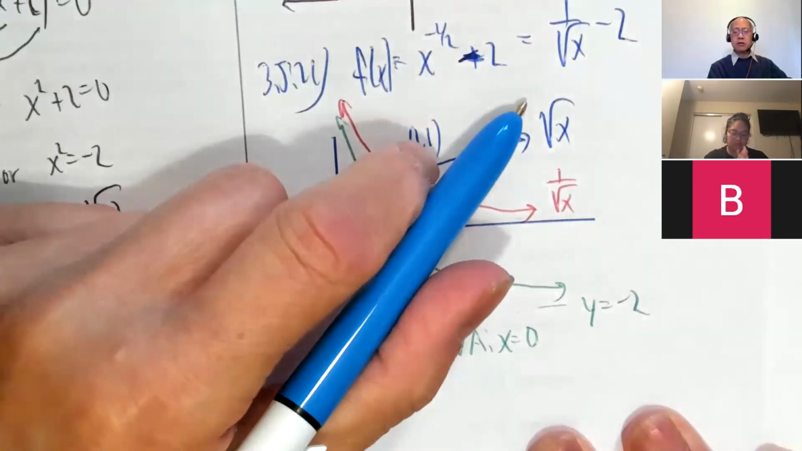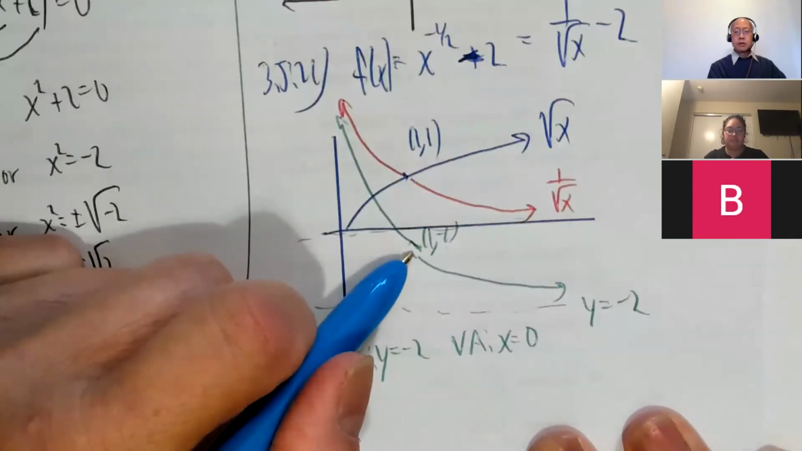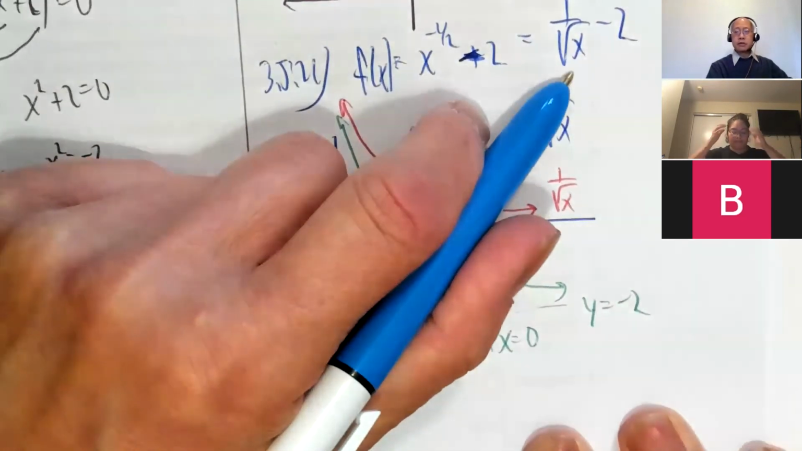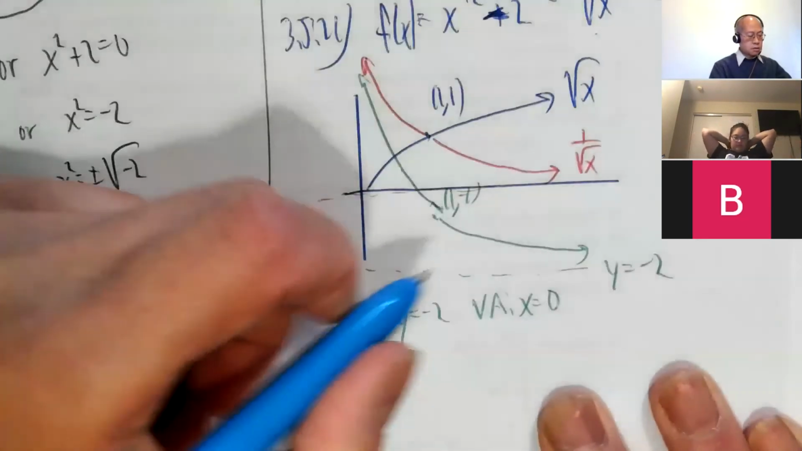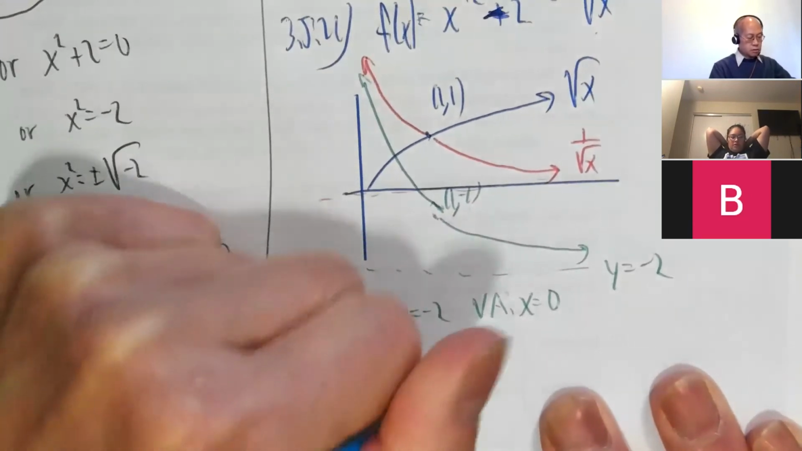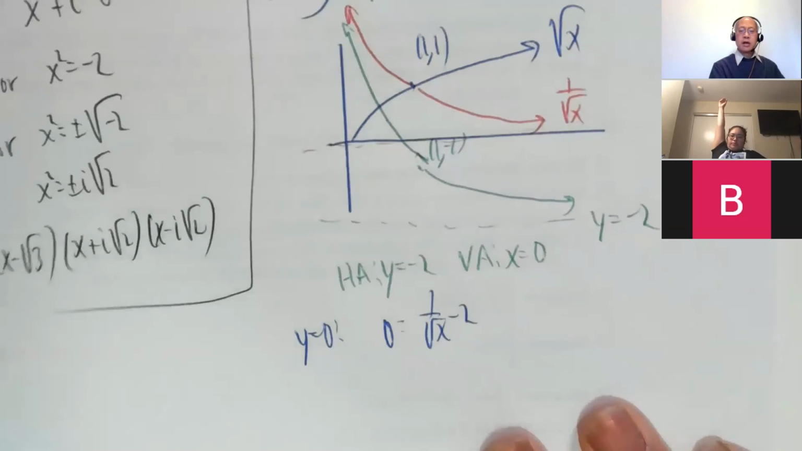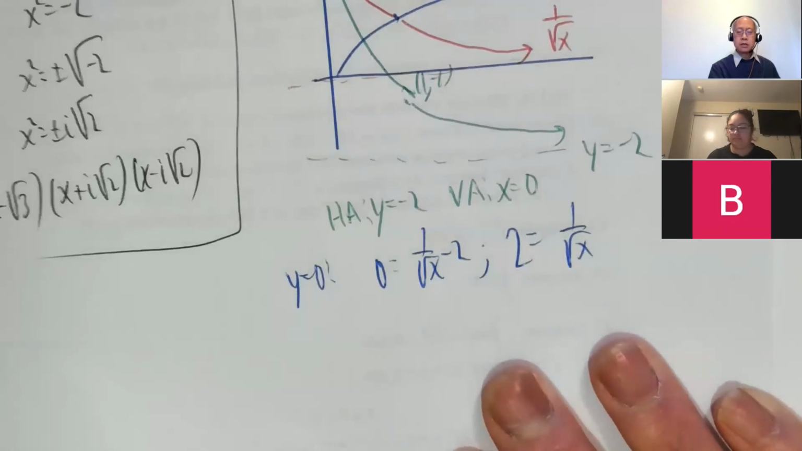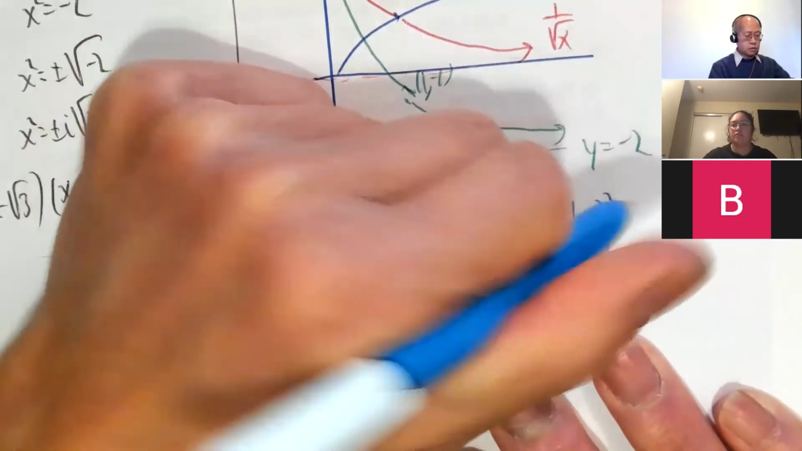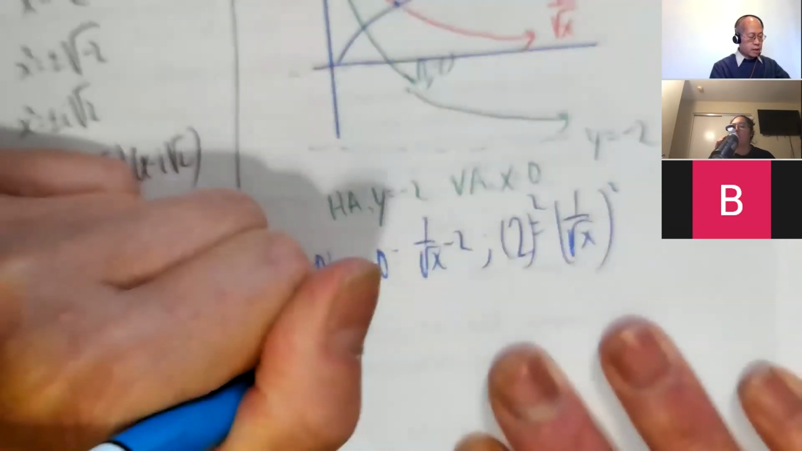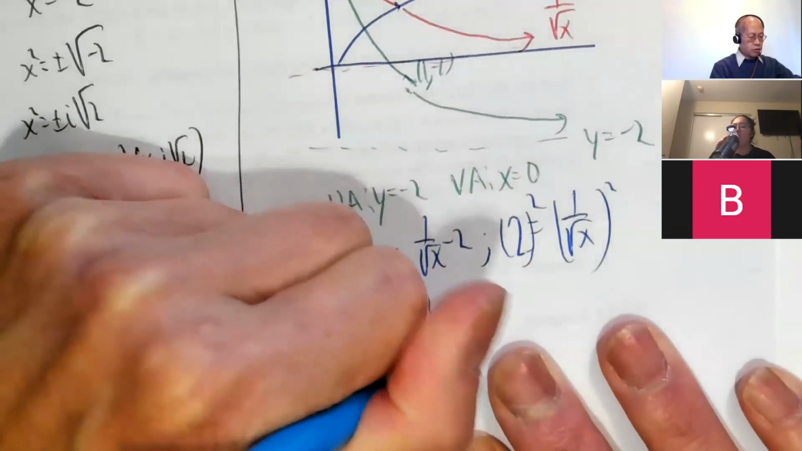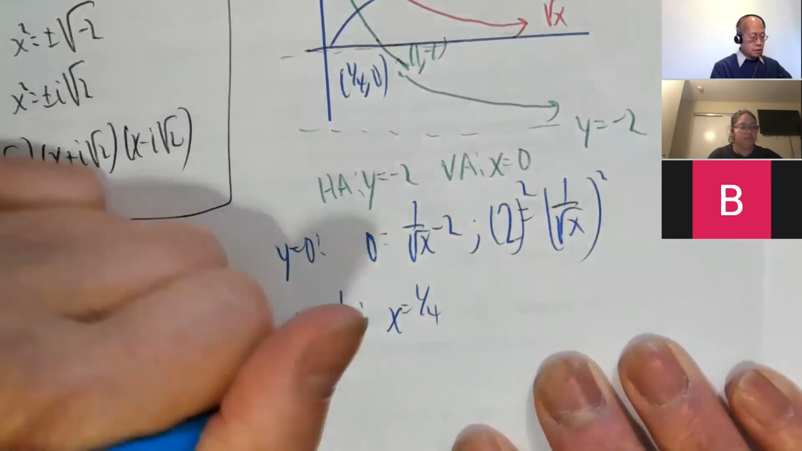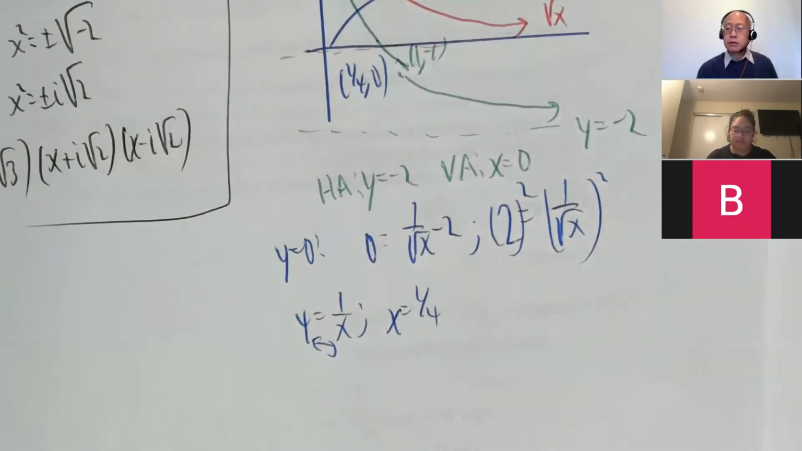Intercepts: x is not allowed to be 0. Let's see, x cannot be 0. y can be 0. So y equals 0. 0 equals 1 over radical x minus 2. Add 2 to both sides. 2 equals 1 over radical x. Square both sides. 4 equals 1 over x. So x is equal to 1/4. So this is (1/4, 0). Okay. I'm allowed to just switch these two, which is what I did there.